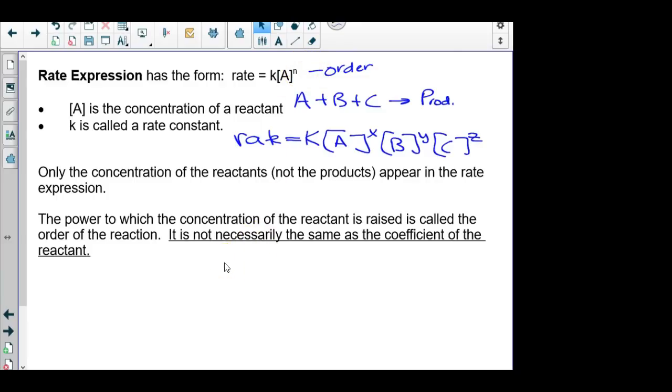Please note, it is not necessarily the same as the coefficient of the reactant. Meaning that if you had a 2 here in front of this A, that doesn't mean this X becomes a 2. You have to calculate, graph, and or find other ways to figure out the order. Again, do not use your coefficients as your orders. Those have to be calculated or obtained from a graph.